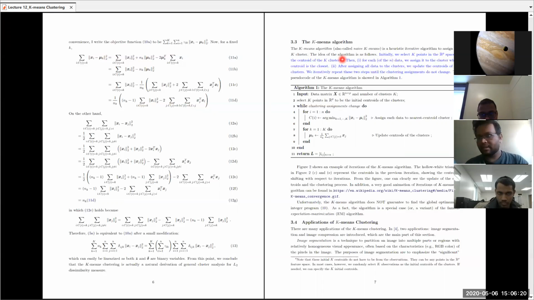First, initialization. The K random points, then select the closest, for all points, select the closest points to K points. No, I'm asking for the initialization. You are talking about the pseudocode of the K-means algorithm. I'm talking about the initialization.